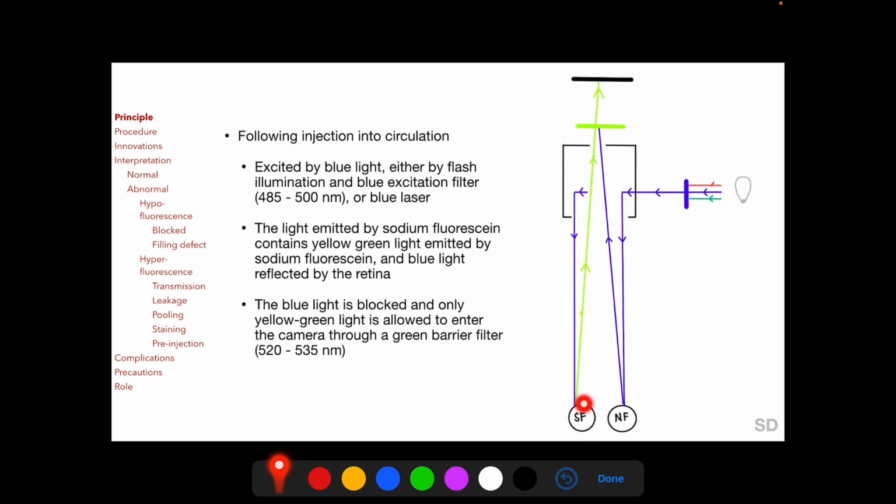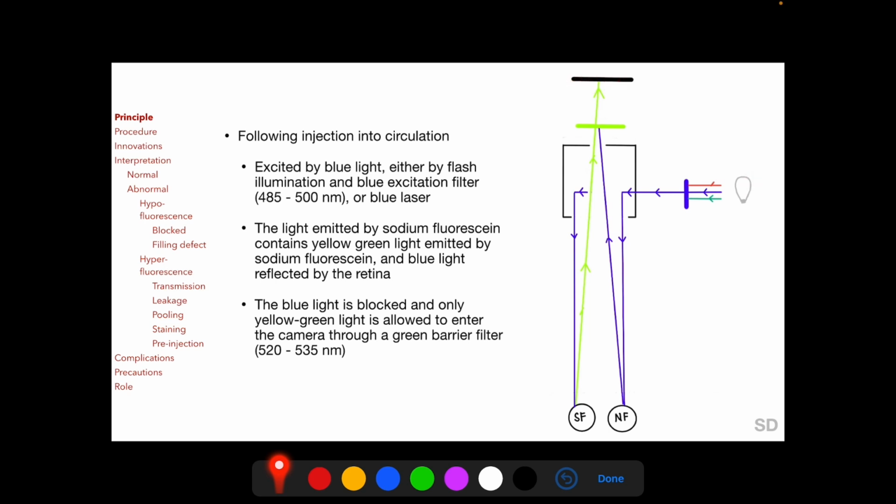Sodium fluorescein on stimulation by this blue light emits yellow-green light which is allowed to pass through a green barrier filter onto the camera sensor. But other non-fluorescent structures in the eye, particularly which are white in color, upon receiving this blue light from the blue excitation filter, reflect the same blue light, which is blocked by the green barrier filter and is not allowed to reach the camera sensor.